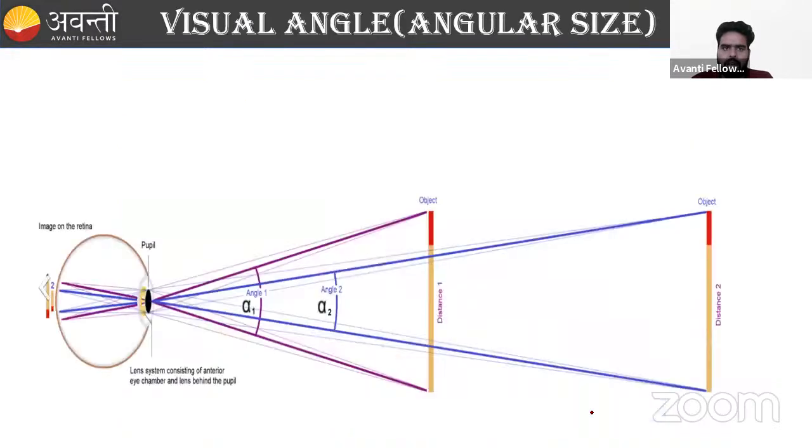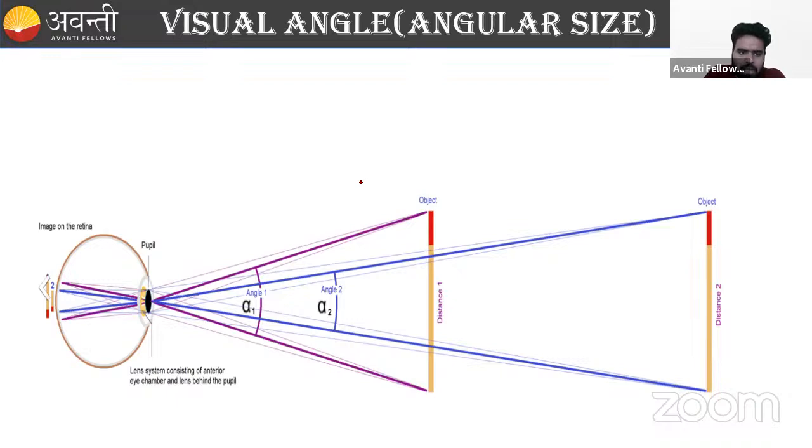Let's move further. Visual angle. If we wish to calculate the magnification of any optical instrument, before learning angular magnification, we must understand the concept of the visual angle. What is the visual angle? It is the angle formed at our eye. Visual angle is sometimes also known as the angular size.